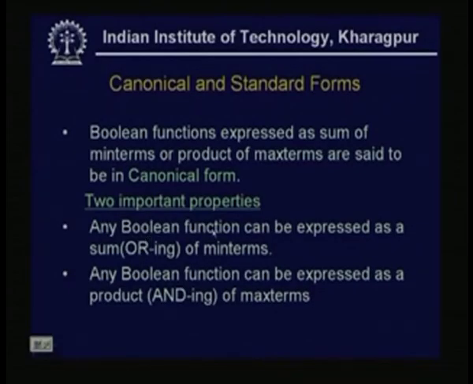So, any Boolean function can be expressed as a sum or ORing of min terms. Now, these are the two very important properties. Given any function, that always can be expressed as the sum of min terms. Similarly, any Boolean function can be expressed as product of max terms, that means either ORing or ANDing, and obviously it will come from the De Morgan's law, or the duality principle, whatever we call. So, these are the two very important properties that normally we utilize.